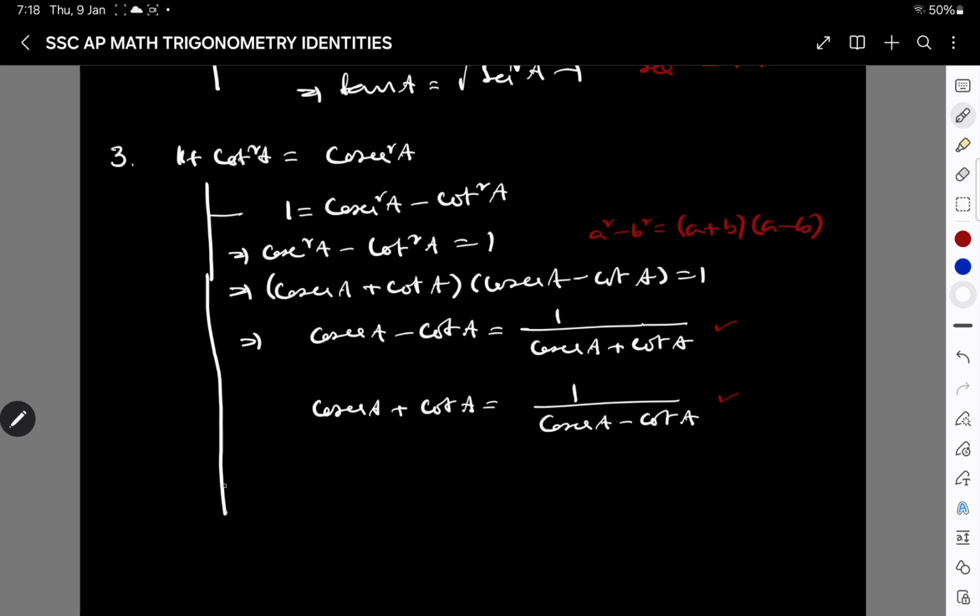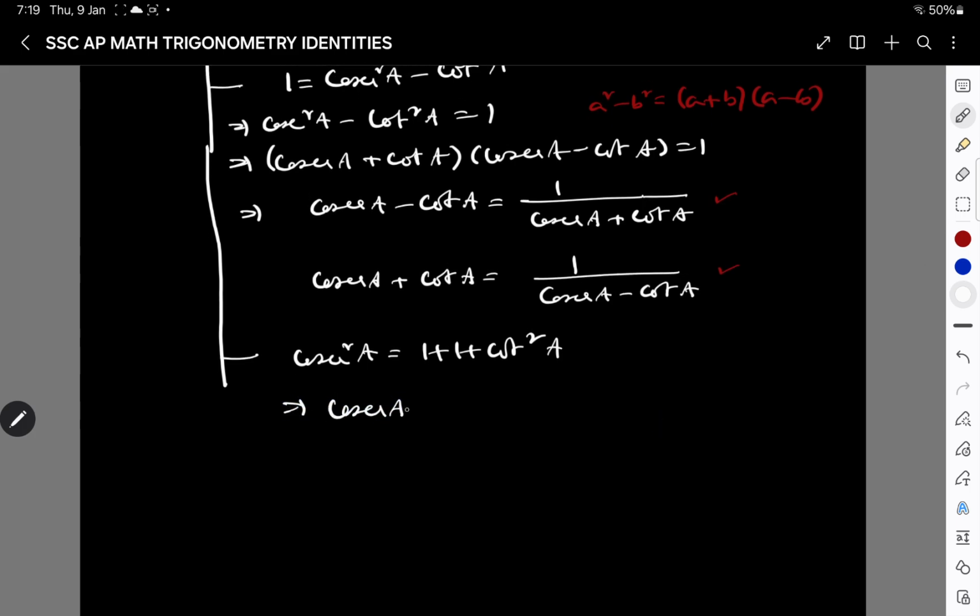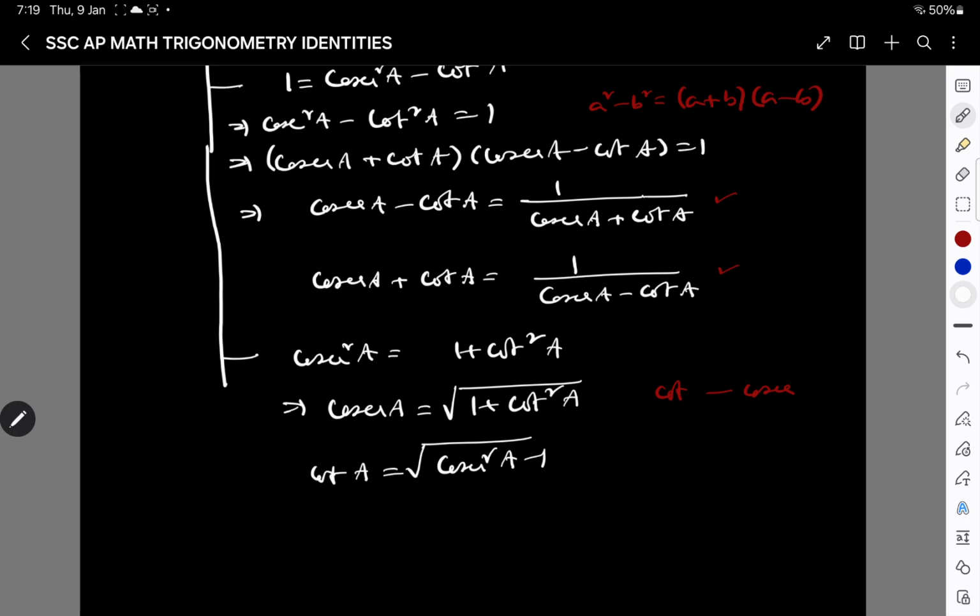Next is finding the others. Since cosecant square A is 1 plus cot square A, given cot square A, you can find cosecant. So given cot, you can find cosecant. Similarly, cot A is equal to square root of cosecant square A minus 1. That is, given cosecant A, you can find cot A, right?